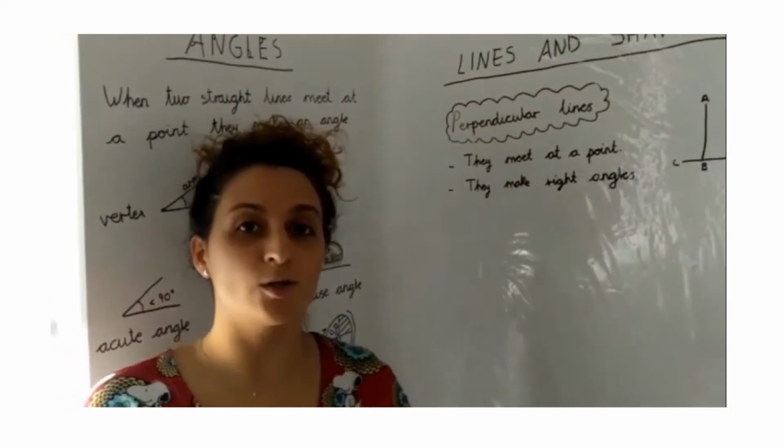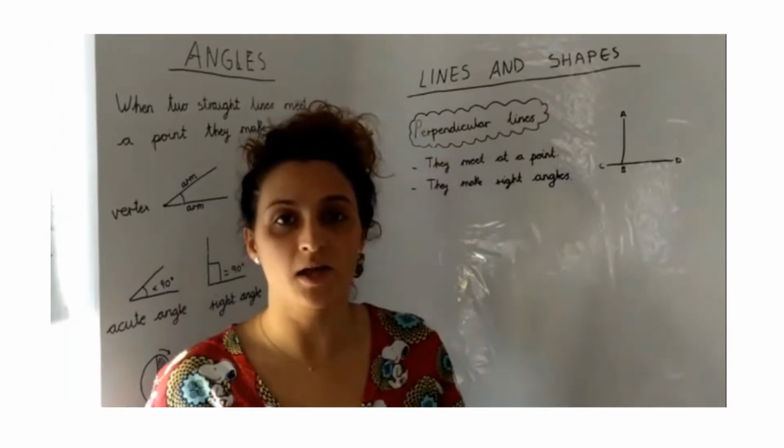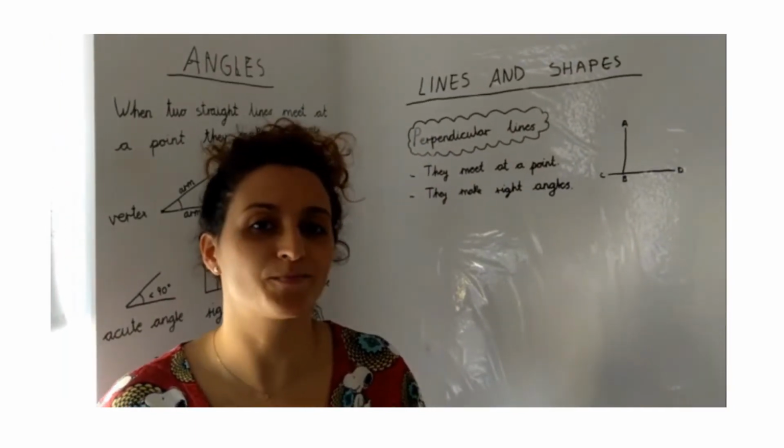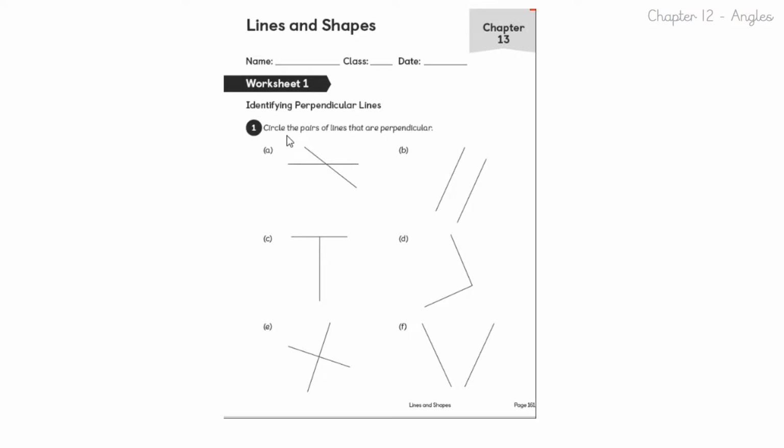Okay? So today we're going to be learning about another type of lines, but before, we're going to mark yesterday's work. So we go here, activity 1, circle the pairs of lines that are perpendicular. How did you find that? Was it helpful to look for right angles in order to find perpendicular lines? Let's check. So we know that figures C, D and E make perpendicular lines because these lines meet at a point and they make a right angle.